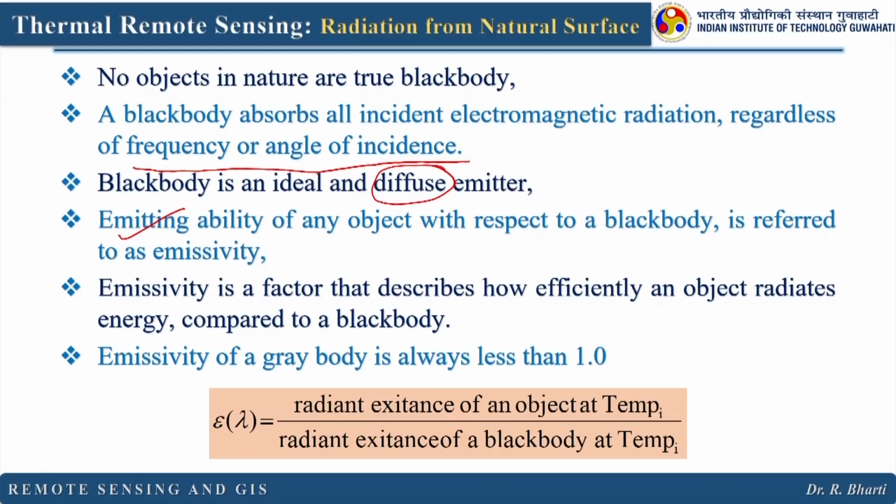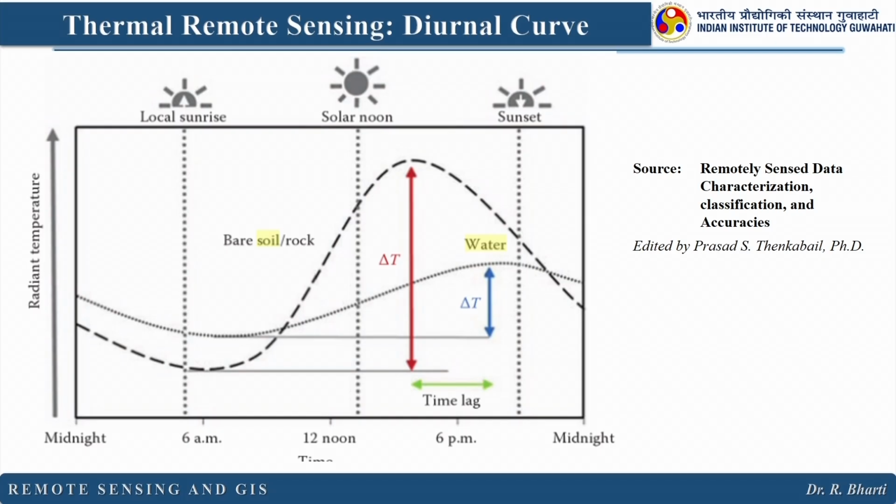So the standard value for the black body is 1, that is the maximum, but in all other cases it will be less than 1, and this is the formula for your emissivity calculation: radiant excitance of an object at temperature T divided by radiant excitance of a black body at the same temperature, right. Now this is one example why thermal remote sensing is very important.